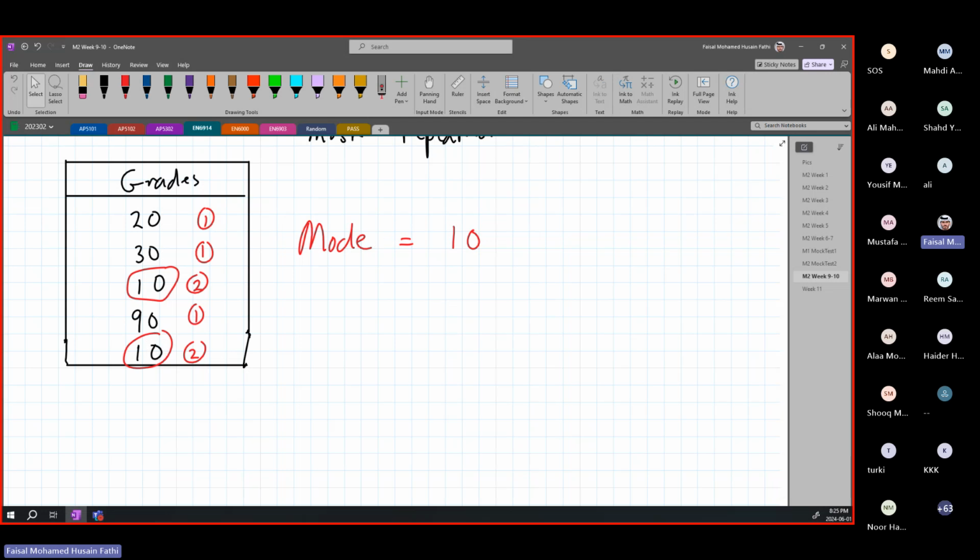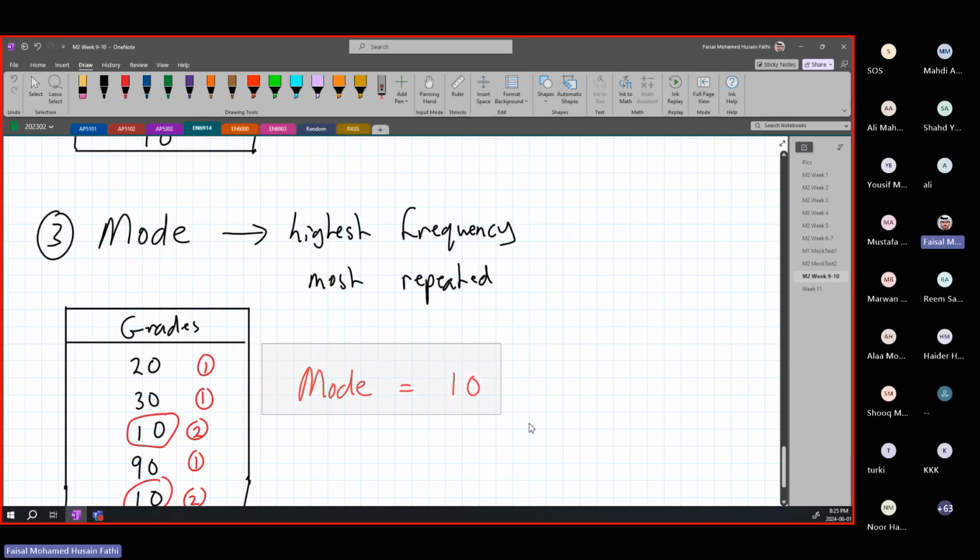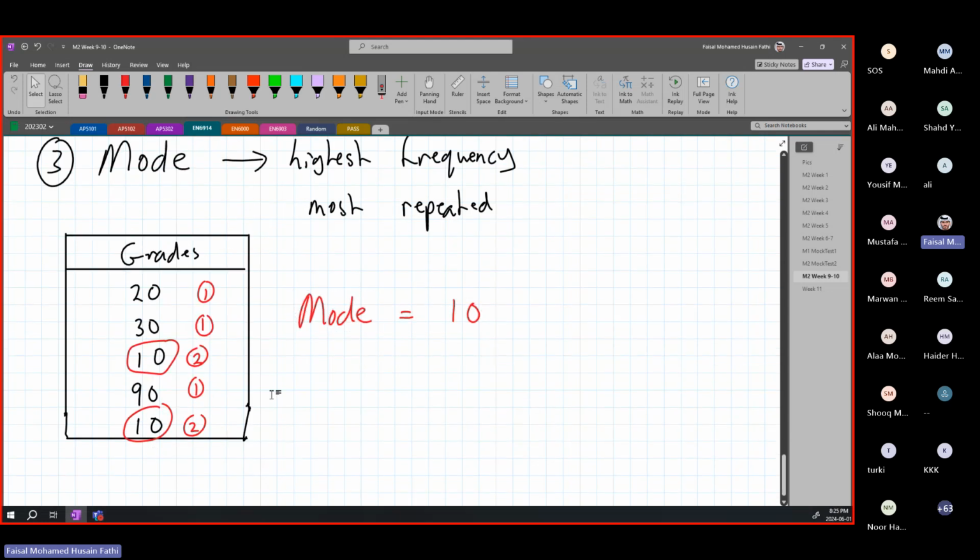Okay? This is just the 3 measures. This is the easiest, obviously. The mode is just the one that is repeated most. There's no need for any calculation.